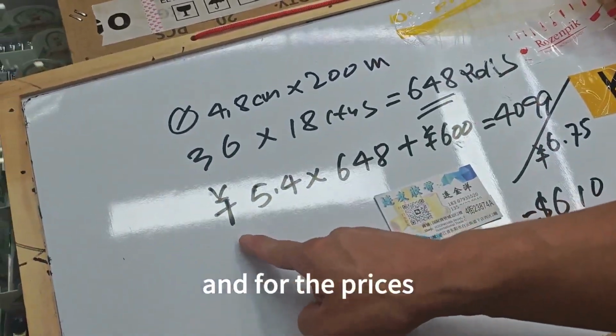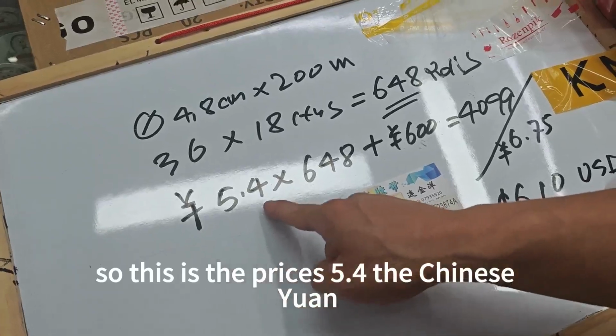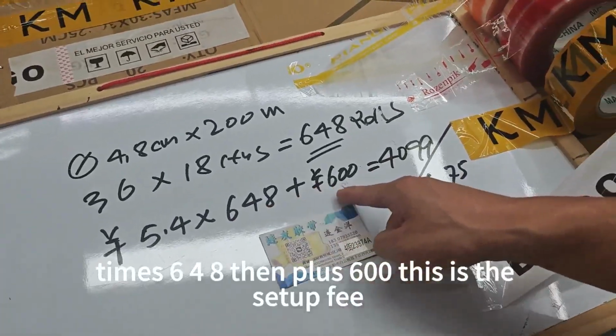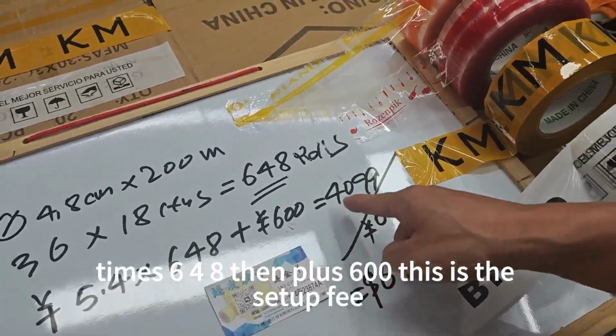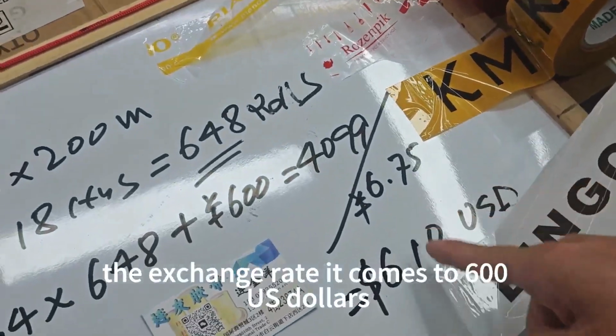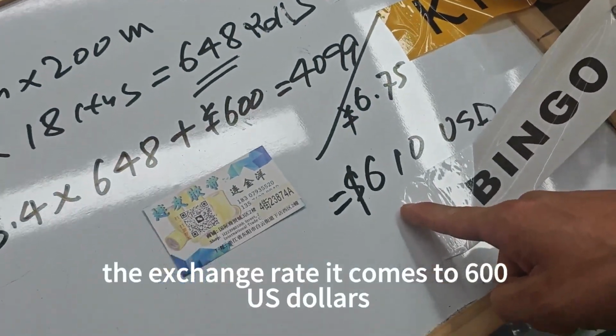And for the prices, so this is the prices: 5.4 Chinese yuan times 648, then plus 600. This is the setup fee. That comes to 400 Chinese yuan, which is times the exchange rate. It comes to $600 US.